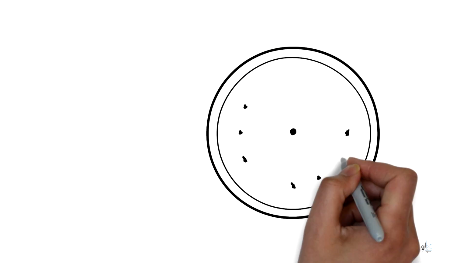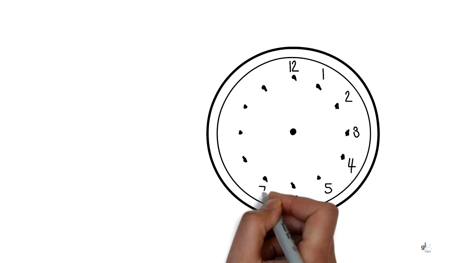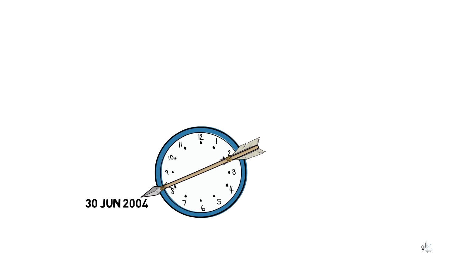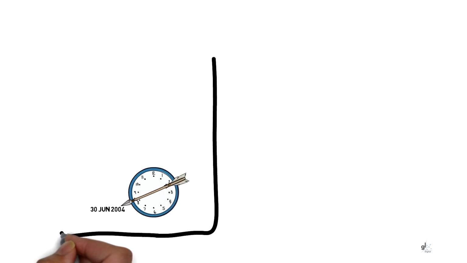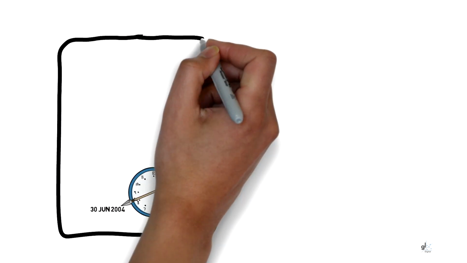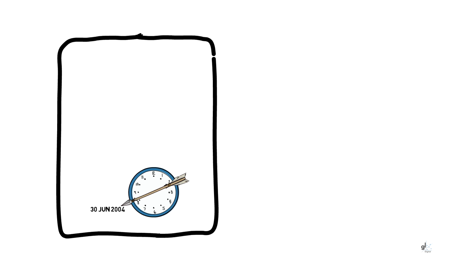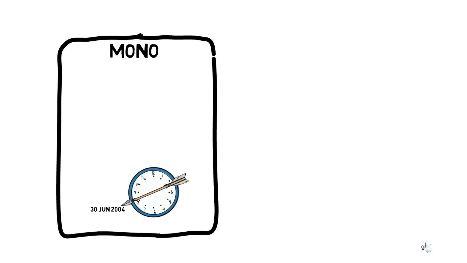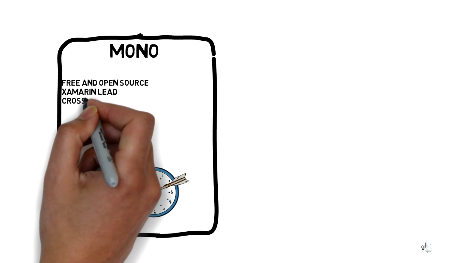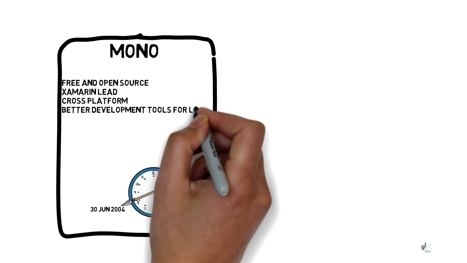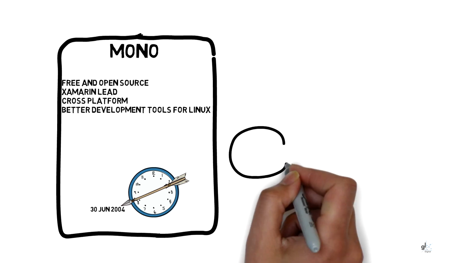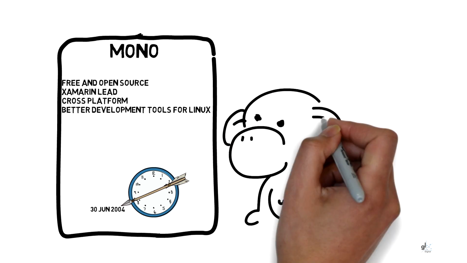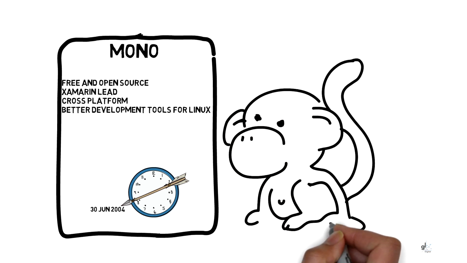So let's go back in time to the release of Mono. Mono was first released on June the 30th, 2004. It is a free and open source project to create an ECMA standard compliant .NET framework compatible software framework, including a C# compiler and a common language runtime. Originally created by Ximian, it was later acquired by Novell and is now being led by Xamarin, a subsidiary of Microsoft and the .NET Foundation.